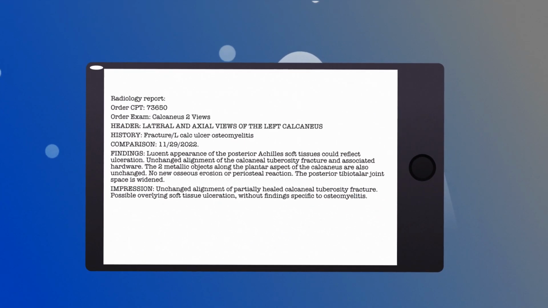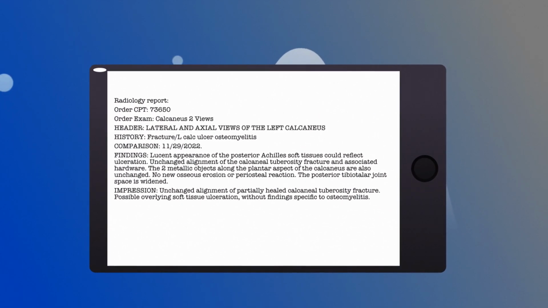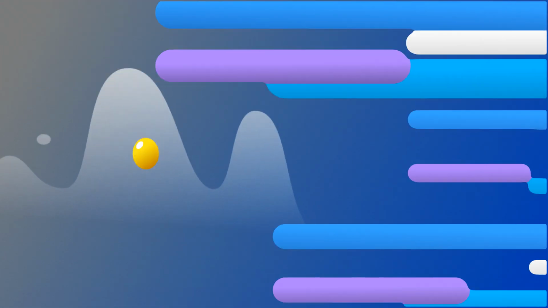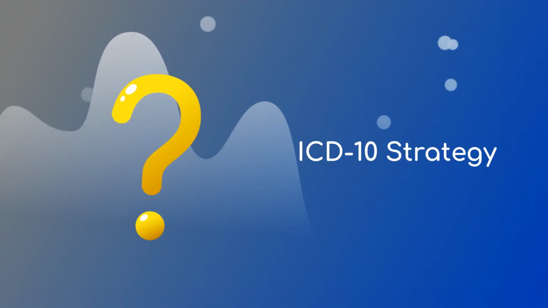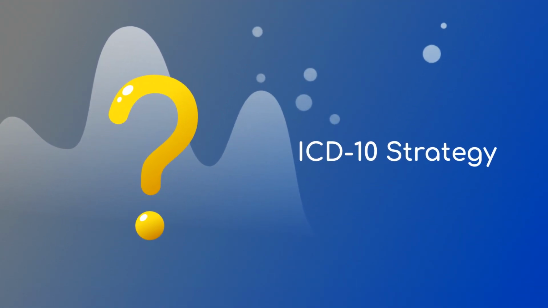CPT code selection. Let's look at the views, lateral and axial. That's a total of 2 views. This qualifies for CPT code 73650, left, radiologic examination, calcaneus, minimum of 2 views. Now, let's choose the appropriate diagnosis code based on the clinical history and chart findings.